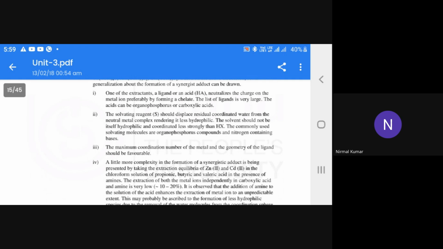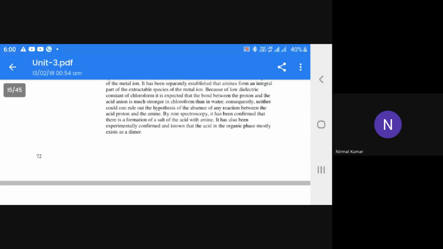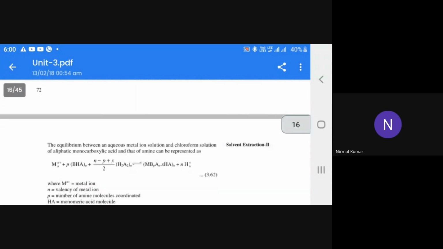In this manner, the complexity in the formation of synergistic adducts is presented by taking the extraction equilibrium between zinc and cadmium in chloroform solution of propionic, butyric and valeric acid in presence of amines. It will exist as the dimer. In this case, it has been confirmed that there is a formation of salt of the acid with amine. It is also experimentally known that the acid in the organic phase mostly exists as a dimer.